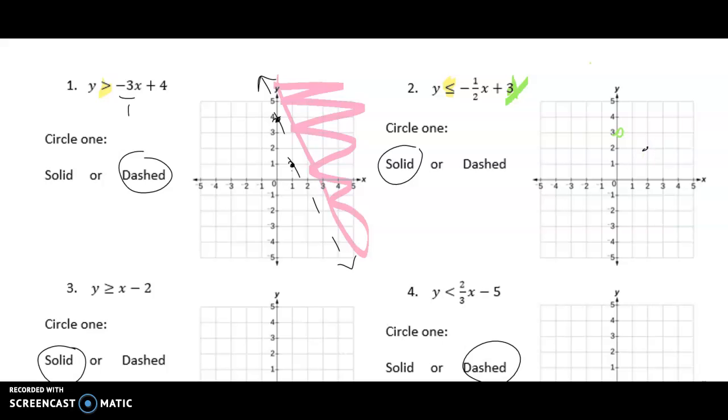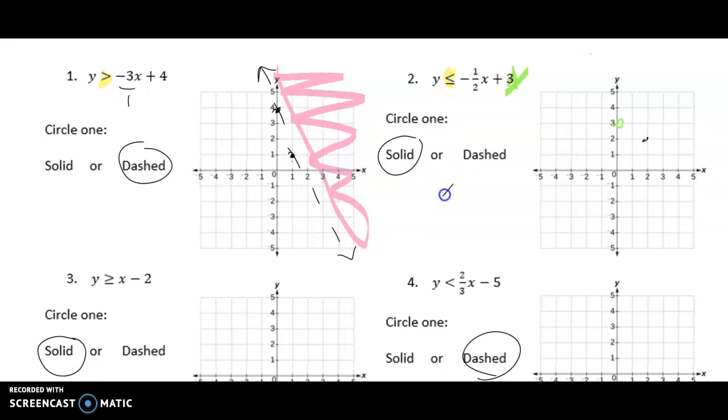So, is this solid or is this dashed? We've already answered. It's dashed, right? Or excuse me, it's solid, because it's or equal to. So I'm going to draw really carefully. Beautiful. Got a little wiggly there, but that's okay.